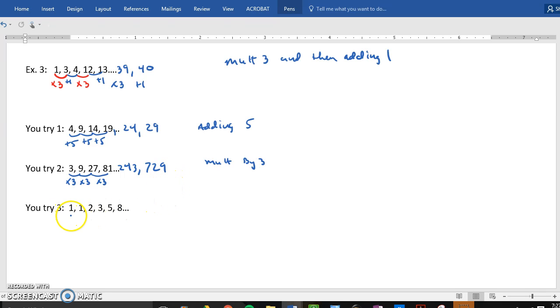And the third you try. Again, this is a tricky one. You go from 1 to 1, 1 to 2, 2 to 3, 3 to 5, 5 to 8. What is the pattern going on here?